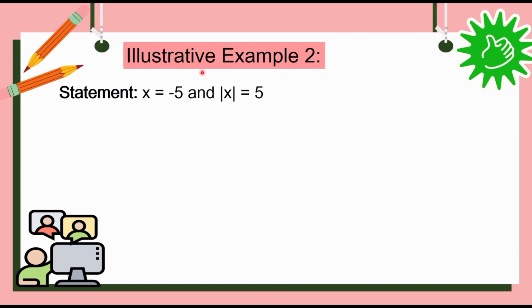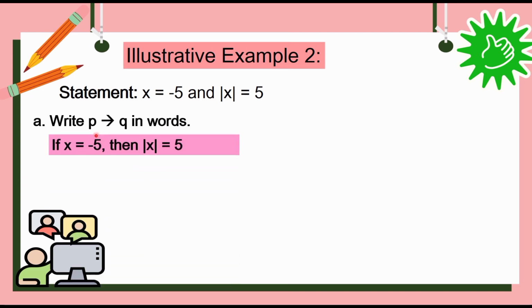Okay, our second example. Our statement is, x is equal to negative 5 and absolute value of x is equal to 5. Our task is to write P implies Q in words. That is our conditional statement. So, it can be written as, if x is equal to negative 5, then absolute value of x is equal to 5. That is our conditional statement using our symbol.